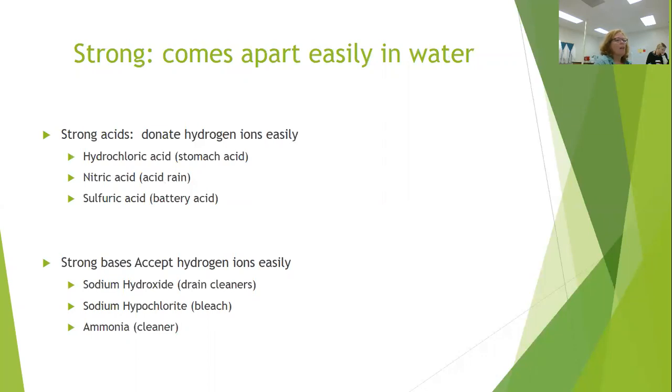So if they're strong, that means they come apart easily in water. So like stomach acid, which is actually hydrochloric acid, nitric acid, battery acid, they donate the hydrogen ions easily. They want to give them up, which is one reason they're so caustic on your hands or skin. They'll donate the hydrogen ions to your skin and they kind of eat it apart. Strong bases accept hydrogen ions easily. So sodium hydroxide is a drain cleaner, bleach, and ammonia. So a lot of the bases are cleaners, okay?